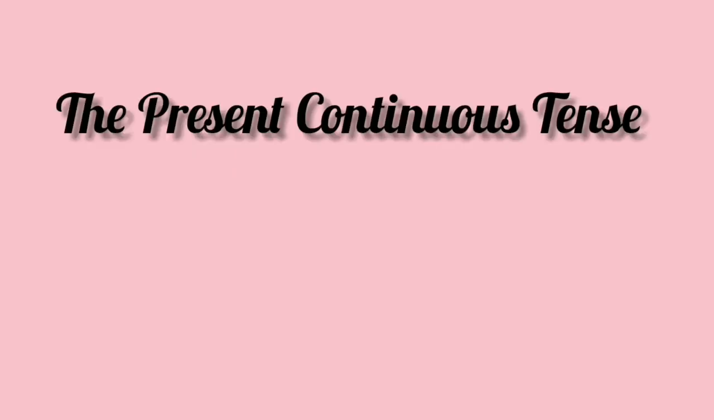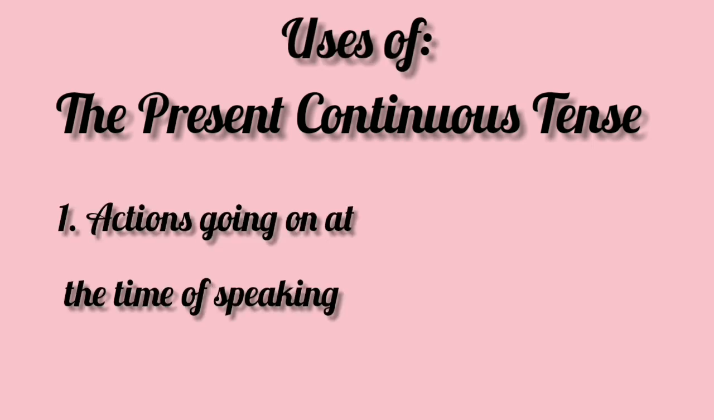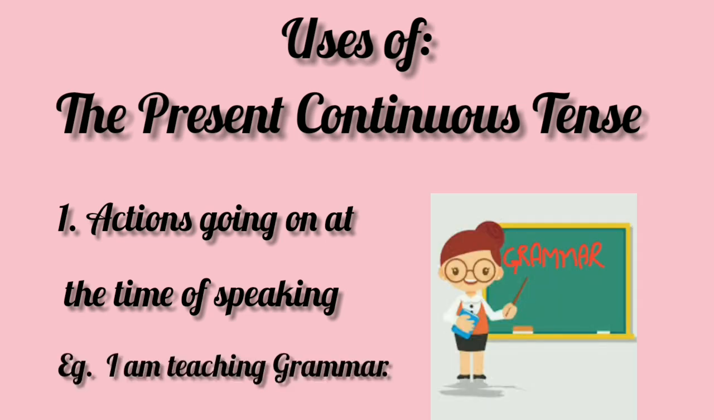Let's now talk about present continuous tense. We use present continuous tense to talk about, first, actions going on at the time of speaking. For example, I am teaching grammar. That means what am I doing right now? I am teaching you grammar. The action is going on in the present situation.